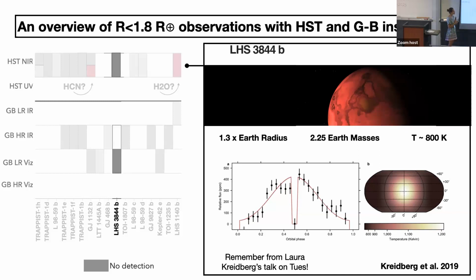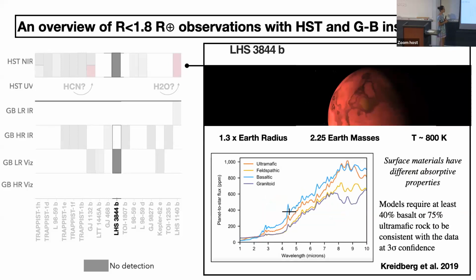I should also mention that one difference between LHS 3844b and the previous system that we were looking at is this system is quite a bit hotter. We moved from 500 Kelvin, now we're at about 800 Kelvin, and I think the specific temperature that was measured is about 1000 Kelvin.